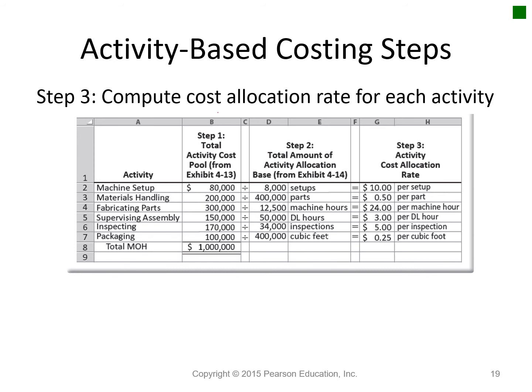So here are the actual calculations. Here's the dollar amount, here's your cost, here's the base that they gave you, and you simply divide. So you'd have 80,000 divided by 8,000 setups, 200,000 divided by 400,000 parts, 300,000 divided by 12,500 machine hours, and it's pretty easy math. You just have to divide. Over here you get the rates. Notice we've got 6 rates: $10 per setup, 50 cents per part, $24 per machine hour, and so forth. Now we've got our rates. Then the next step would be to multiply them by the activities, like we've been doing, to get the allocations.